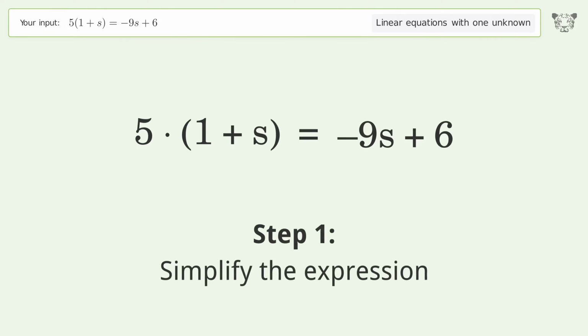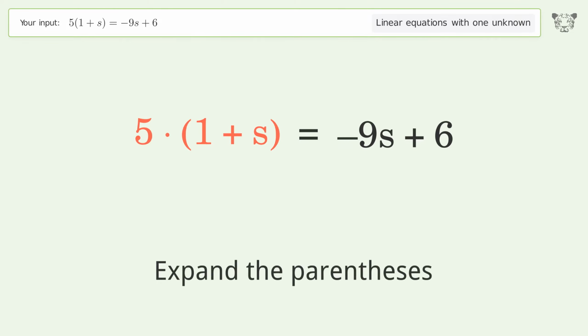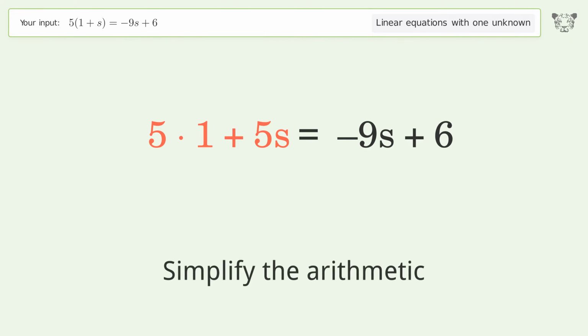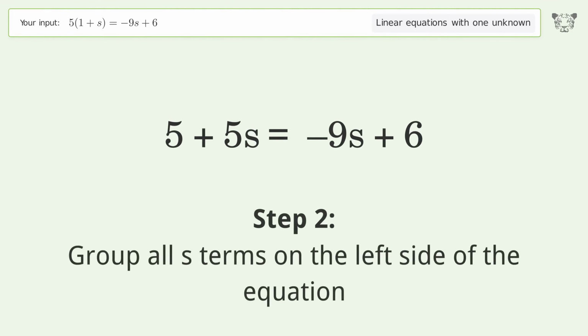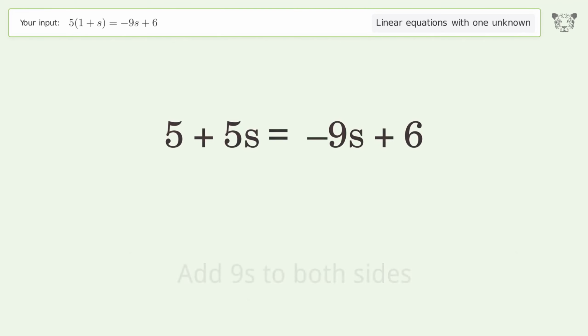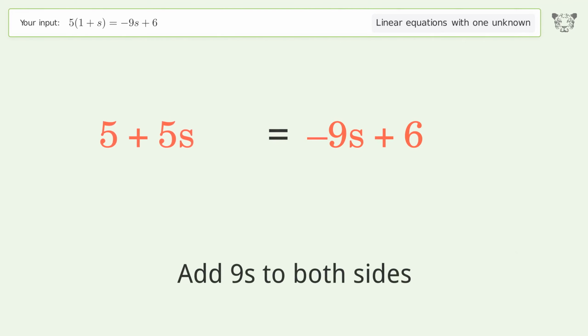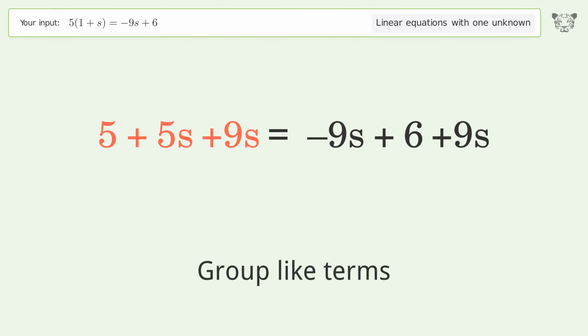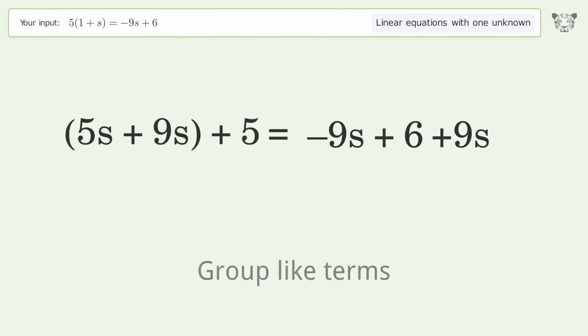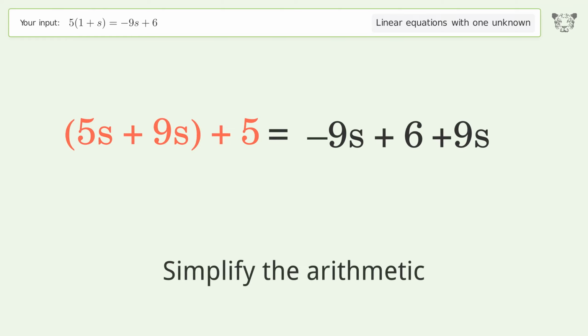Simplify the expression. Expand the parentheses. Simplify the arithmetic. Group all s terms on the left side of the equation. Add 9s to both sides. Group like terms. Simplify the arithmetic.